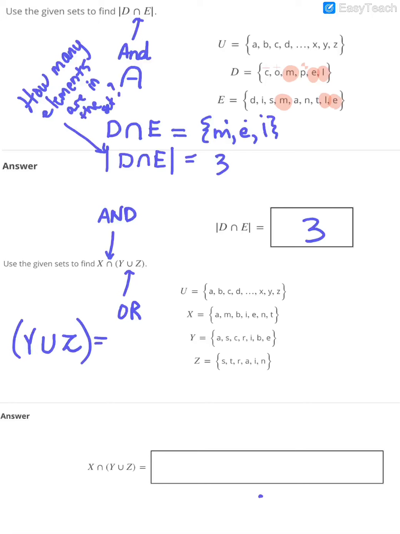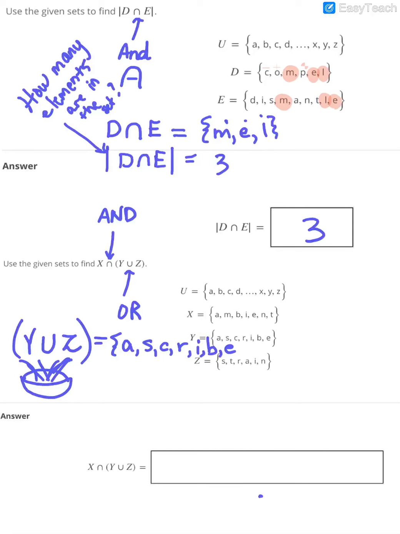And I think of it as like a big basket. It kind of looks like a basket, and you're just going to throw everything in. We don't care where it comes from. You're just going to throw it in. So I'm going to start with set Y, and I know it has the letters A, S, C, R, I, B, and E.